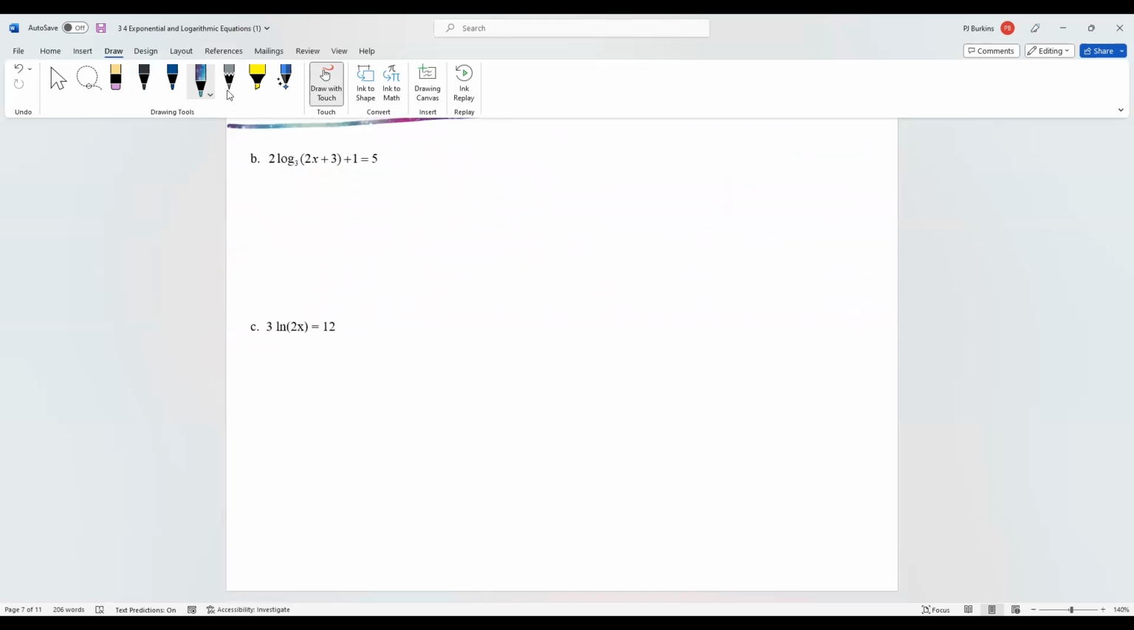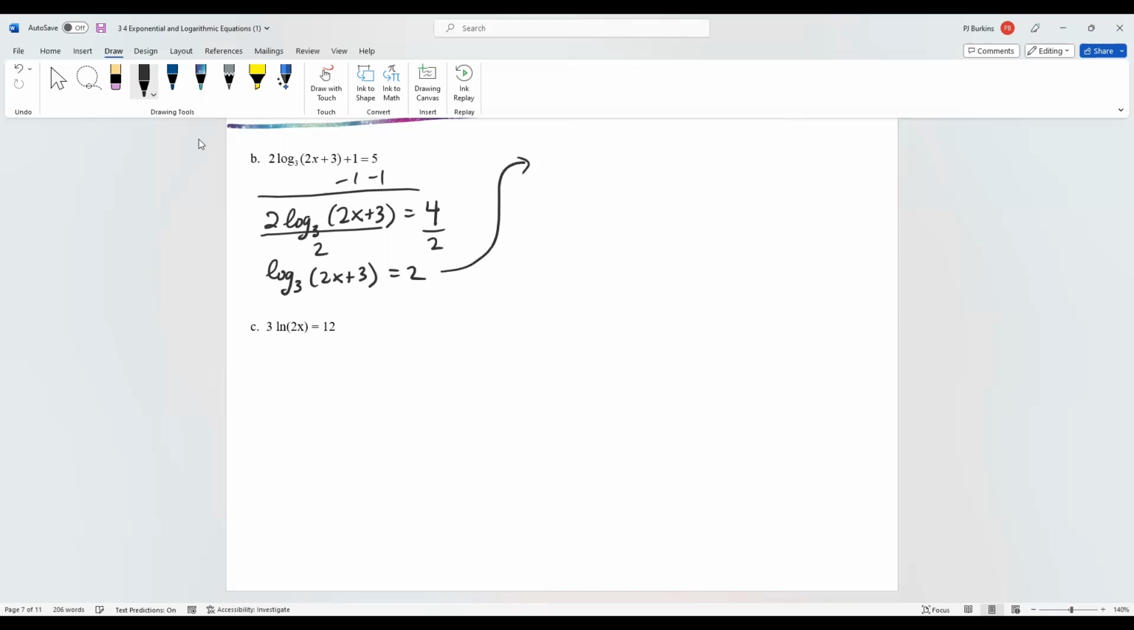So this time we don't have the log isolated already. So that would be the first thing we would need to do. So I'm going to subtract 1 from both sides, and I have 2 log base 3 of 2x plus 3 is equal to 4. Divide both sides by 2. So I have log base 3 of 2x plus 3 is equal to 2. Now, once again, we have a log equals a constant, so we can use the fact that a logarithm equals an exponent. And so this tells us that 3 squared has to equal the argument of the log, which is 2x plus 3.